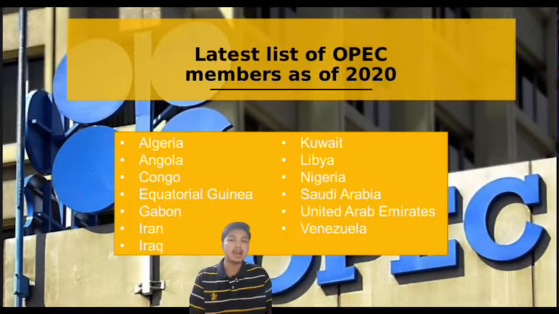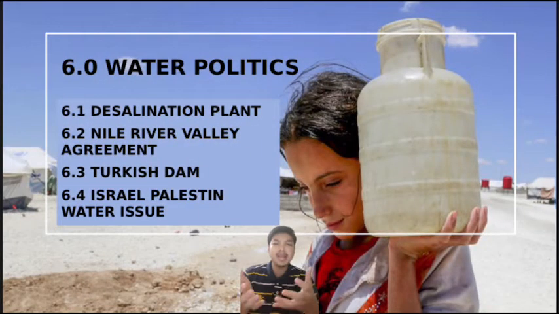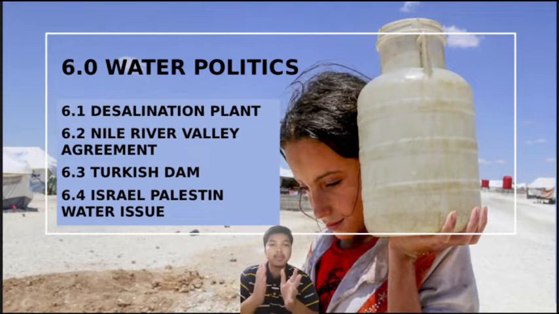Okay, this is, I think, the latest list of OPEC members in 2020. There we see Kuwait, Libya, and Saudi Arabia, and even the UAE is part of this organization. Okay, now we go to, I would say, some kind of issue within the region. There is water politics, and for me that is quite unsurprising, because this kind of region really has some kind of problem with water.